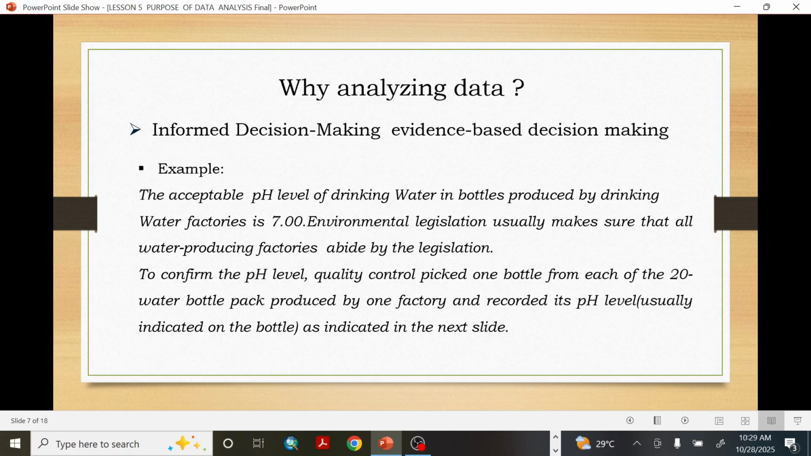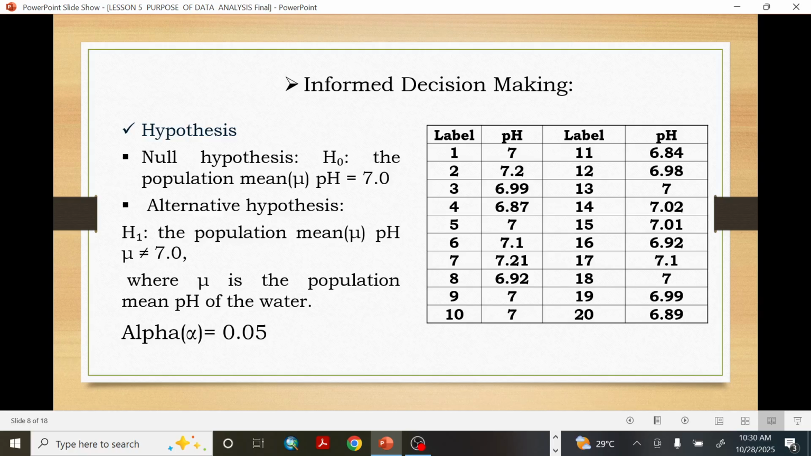packs, and then they look at the pH, they get the average or the mean, and then they compare with the acceptable level. In this example, to confirm the pH level, quality control picks one bottle from each of the 20 water bottle packs. There are 20 water bottle packs, and from each pack, one bottle is picked, and the pH level on the bottle is written. Now all the 20 water bottles are picked and the pH recorded down like that.